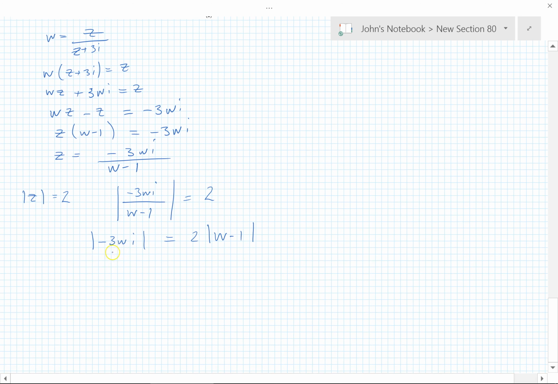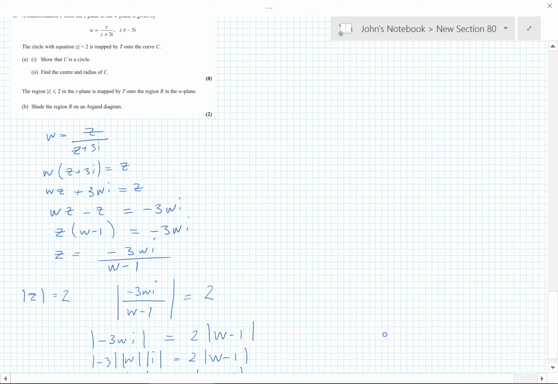Notice that any negative in a mod can come outside, and any i can come outside. So in other words, using modulus properties, I'll write it out. I really don't need to write this line, but I'm going to anyway. Mod of i is 1, mod of minus 3 is 3, so that's giving me 3 mod w is equal to 2 mod w minus 1, which is a circle, which is what they asked us to do.